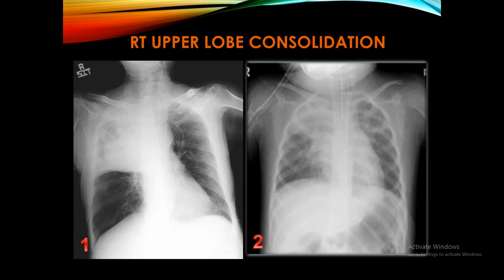لأنه لو كان elevated معناها عندنا loss of volume. لو كان depressed معناها عندنا signs of increase of volume. إذن this is a right upper lung zone opacity. Can we localize it to the lobe? Yes. It's located in the right upper lobe.